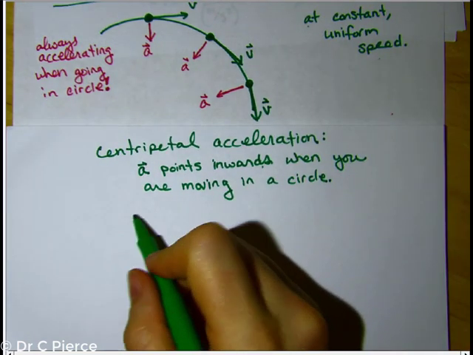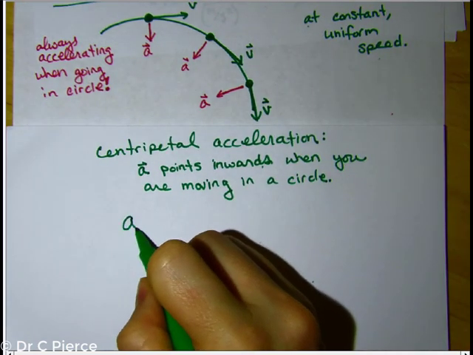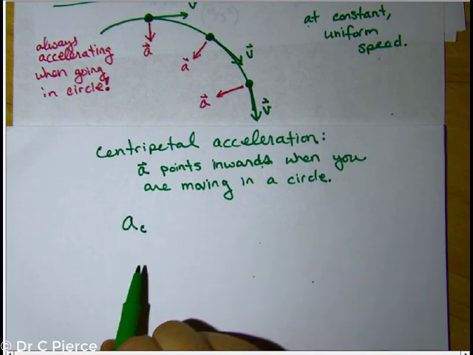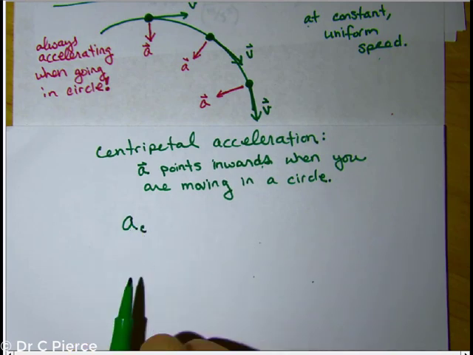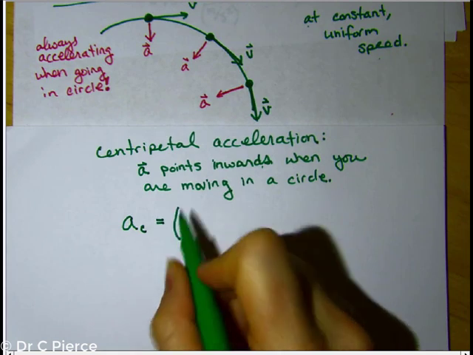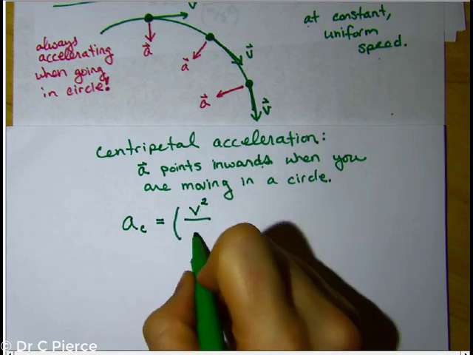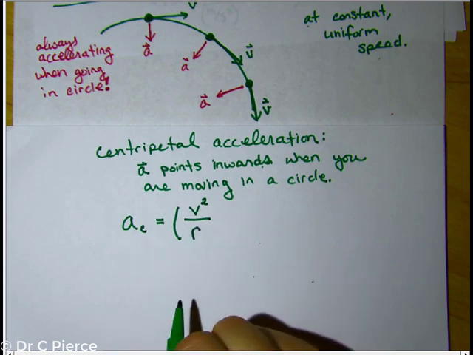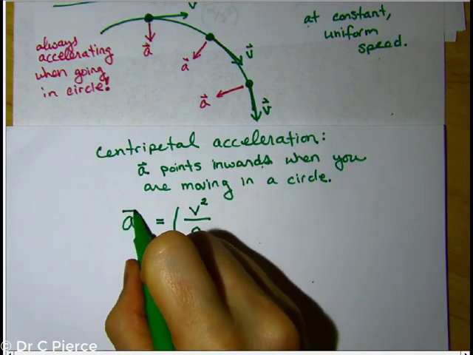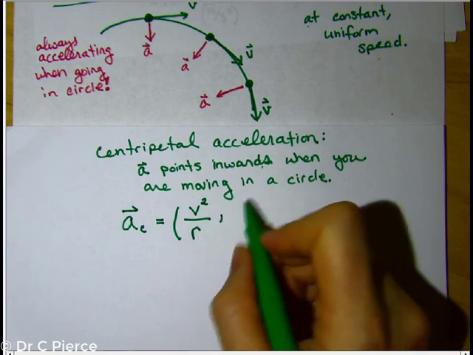There is a nice shortcut that we get in this section, that the centripetal acceleration, which we can abbreviate as AC, is going to be equal to whatever the speed was squared divided by the radius of your path. And its acceleration is a vector, so it's going to be inwards.